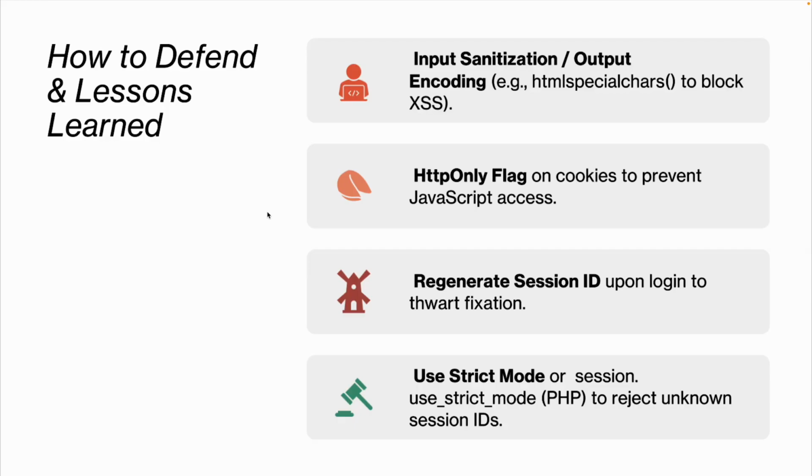For cross-site scripting based session hijacking, the key defense is input sanitization and output encoding. For example, in PHP, using functions like htmlspecialchars when outputting user data can prevent any embedded JavaScript from executing. In addition, implementing a strict content security policy can further restrict the types of scripts that are allowed to run on our pages.